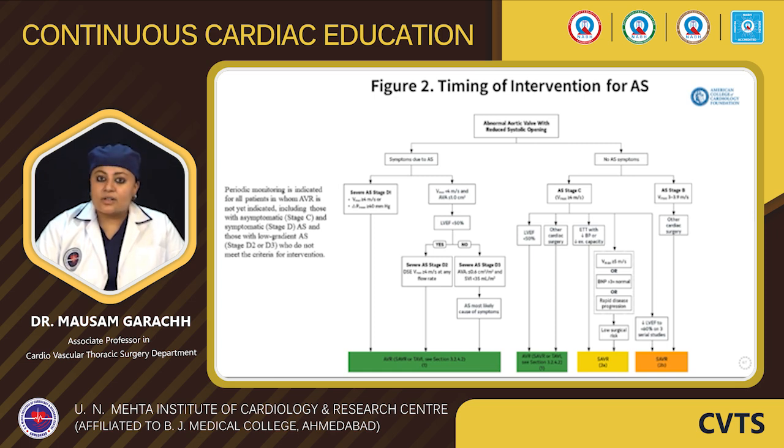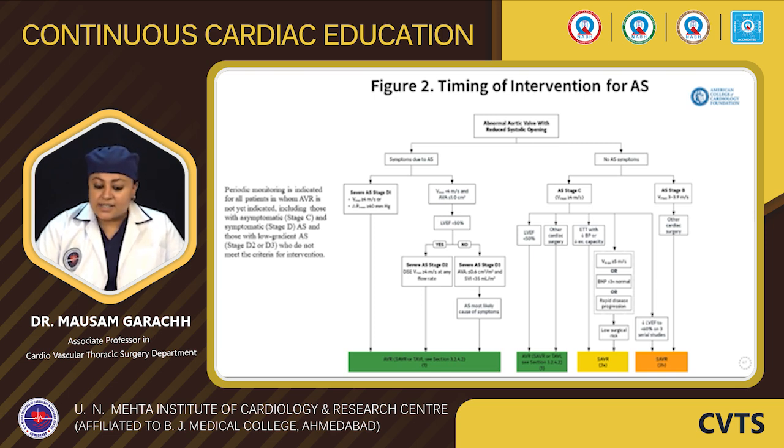Now with the exercise tolerance test, if there is a decrease in blood pressure and exercise capacity, then we have to go for a surgical valve replacement. If the velocity is more than 5 meters per second, if the BNP is greater than 3 times normal, there is rapid disease progression and there is a low surgical risk, then we have to go for surgical aortic valve replacement.